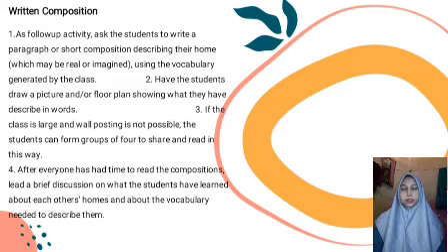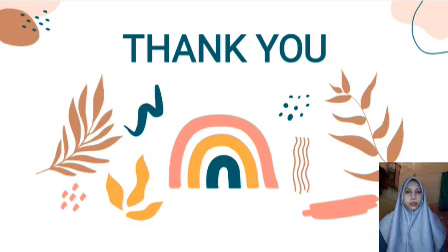So the third is, if the class is large and wall posting is not possible, the students can form groups of four to share and read in this way. So the fourth is, after everyone has had time to read, lead a brief discussion on what the students have learned about each other's homes and about the vocabulary needed to describe them. So this is the explanation of the material from the group.